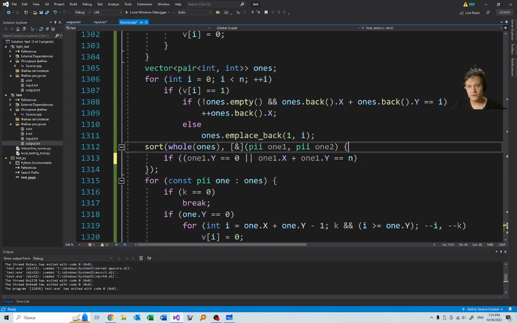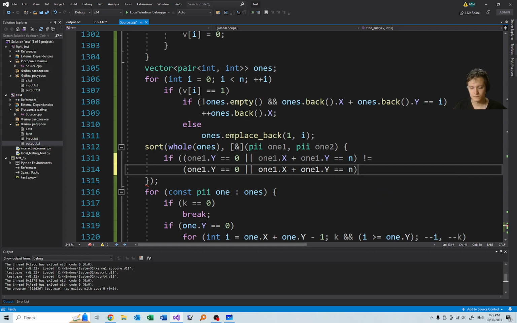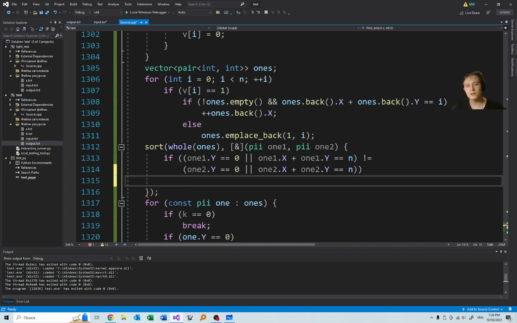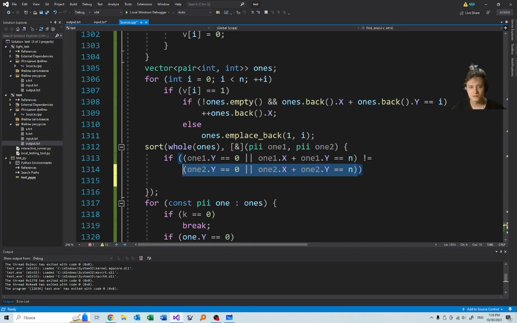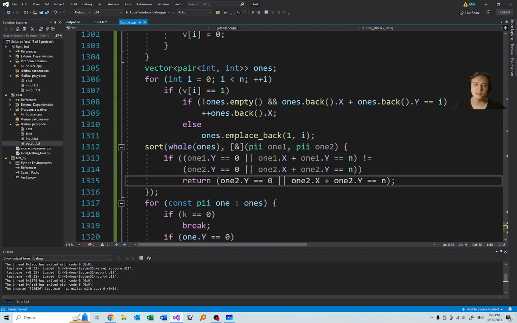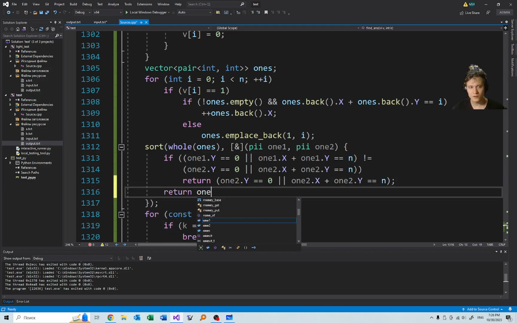Let's check the same thing for the second one. Oh, let's check that it is not the same for the second one. So for this one, we check that either it touches the first border or the second border. So if this is not the same, then we preferably use the first if it doesn't touch the border. We return that the second touches the border. Otherwise, we just return 1.x less than 2.x.